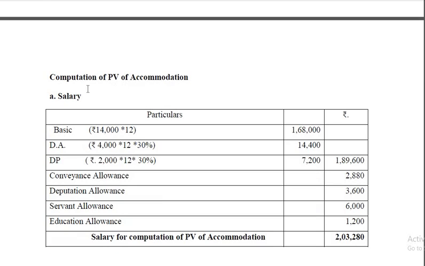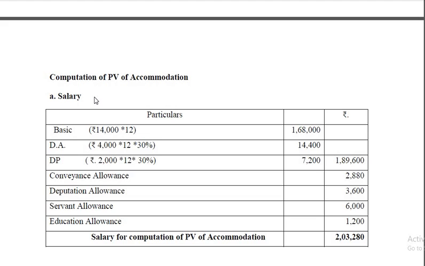Now, before going to deduction under 80C, computation of perquisite value of accommodation. I already told you here the accommodation is owned by the employer. So when accommodation is owned by the employer, what you have to consider is the population of the place or city where the employee works. And here the population is more than 25 lakh, therefore 15% of salary is taken as perquisite value.